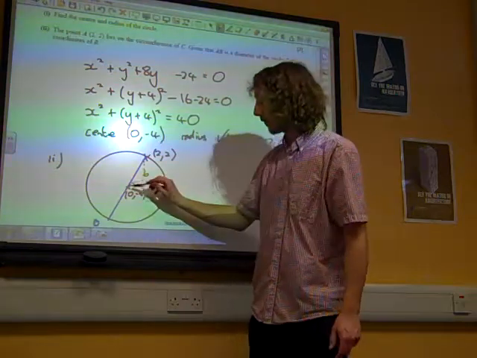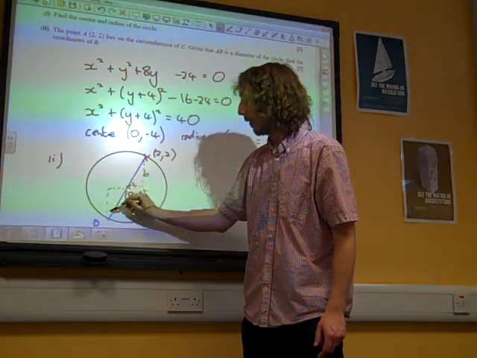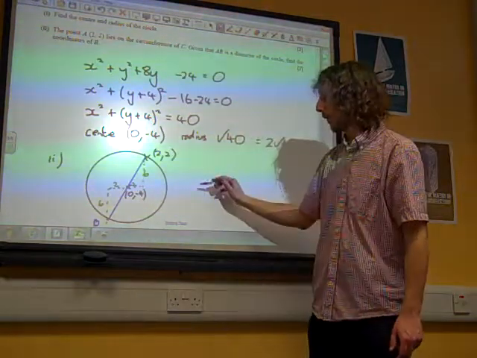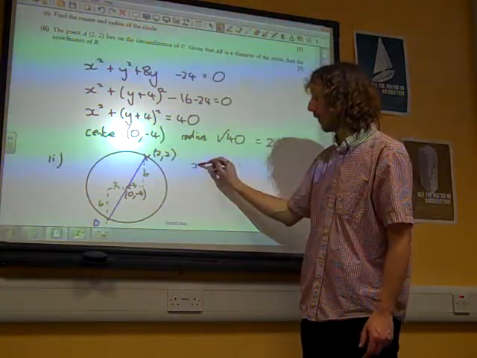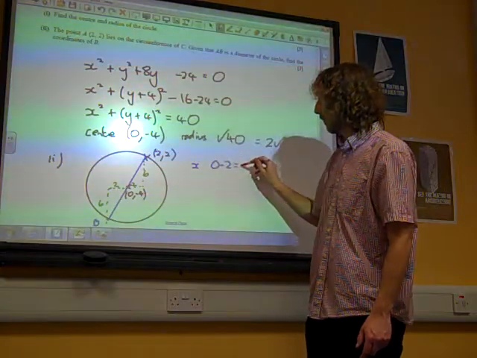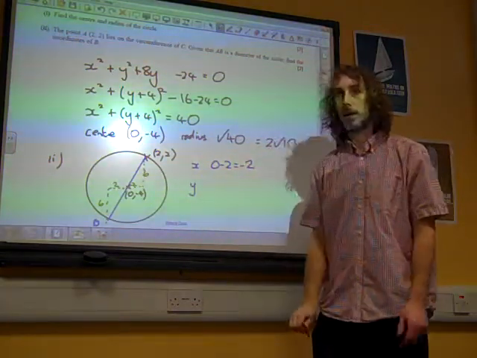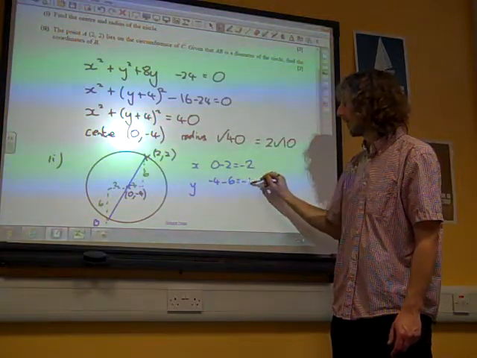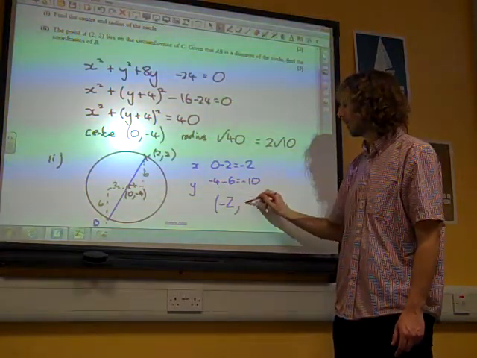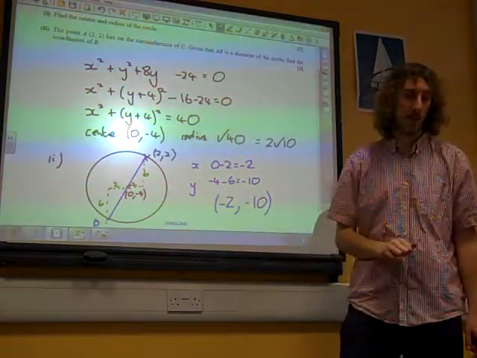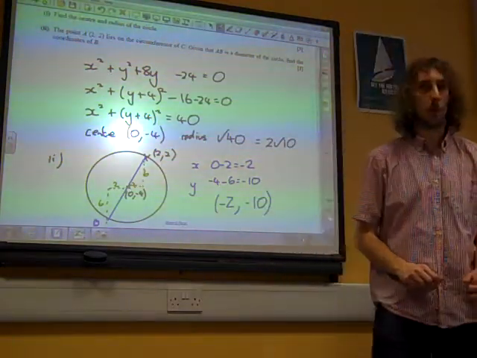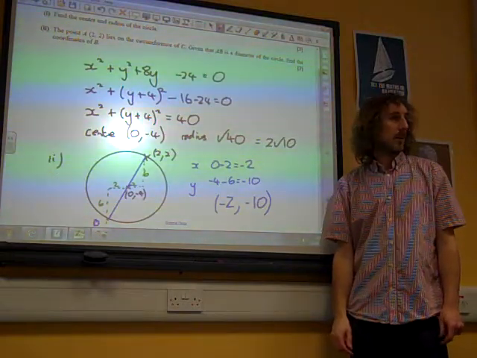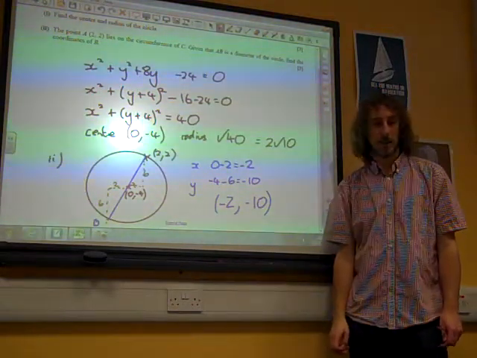So this way, it must go back 2 and down 6. So the x value, if we work that out, 0 take away 2 is minus 2. And the y value, minus 4, take away another 6, is minus 10. The point is (-2, -10). And that's the way that I would have thought about doing it. And I think that's quite neat.